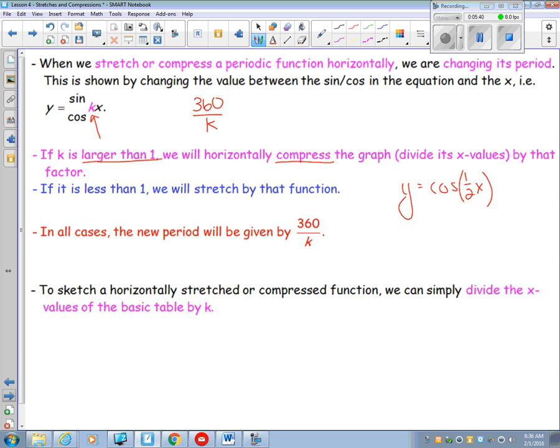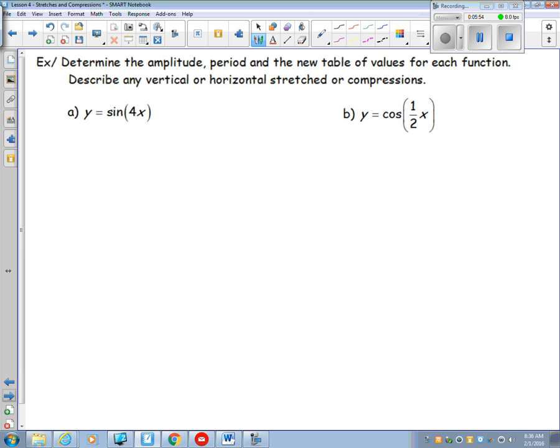As we said before, period is given by 360 over k. And if I want to figure out my new table values this time, I'm going to divide by k. We're dividing this time, right? We're doing the opposite, the x values by whatever k happens to be. Okay, so we take a look at this one. I determine the amplitude, period, and the new table values. We're not going to draw them out this time, we'll just make tables, make it a little bit faster for us.